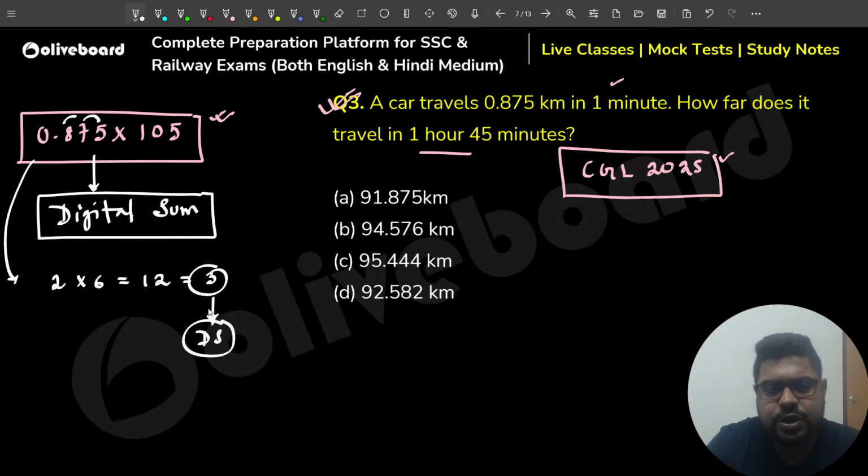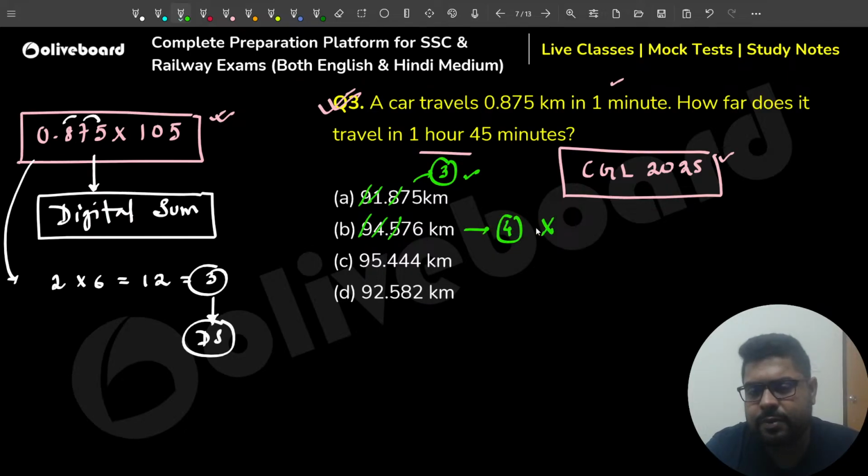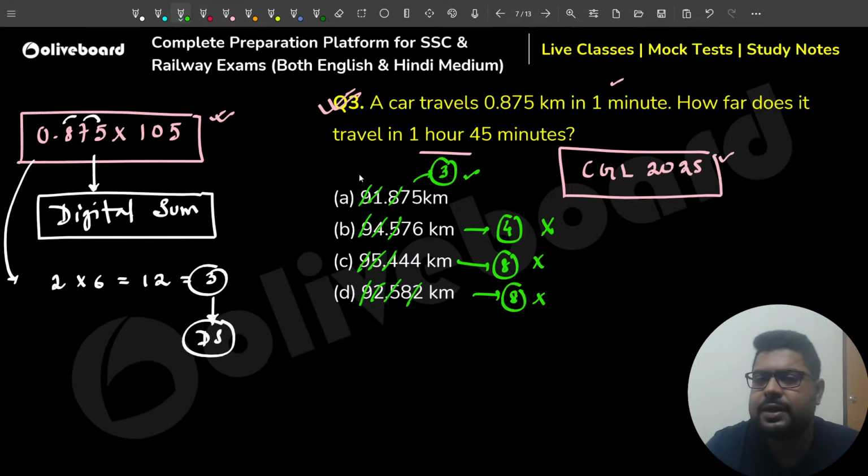Look at the options. Which option is giving you the same digital sum? 9 is gone, 8, 1, 9 is gone. This is giving you 3, sir. Most likely, this is the answer. Still, let's check. 4 gone, 9 gone, 4, 5, 9 gone, 7 and 6. That is 13. Digital sum is 4. Cannot be the answer. 9 gone, 5, 4, 9 gone, 8 is the digital sum. Not the answer. 9 gone, 5, 2, 2, 9 gone. So 8 again is the digital sum, not working. So only possible answer is option number A, using digital sum.